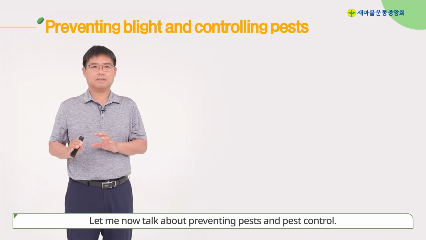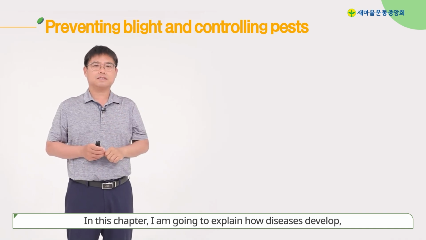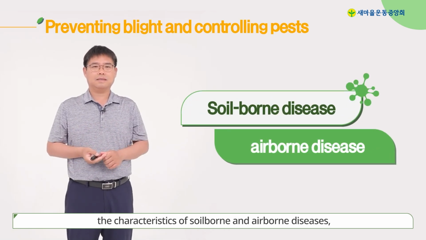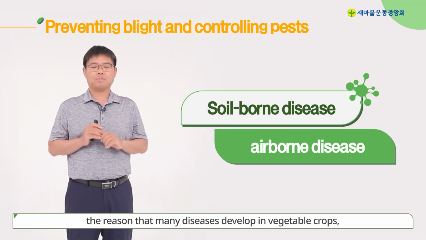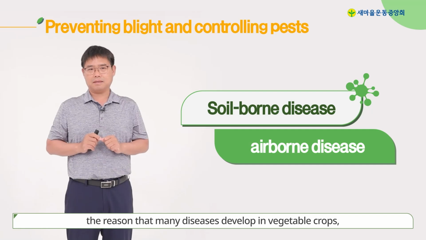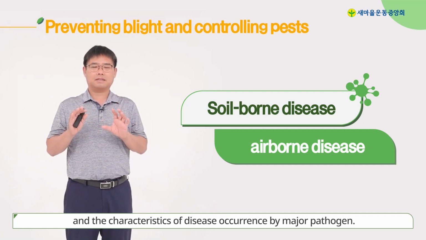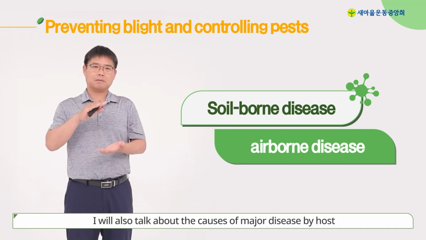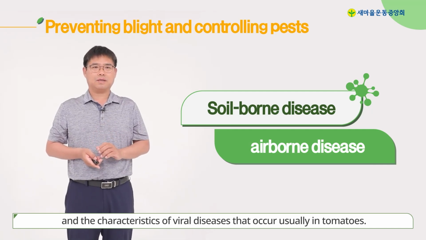Let me now talk about preventing pests and pest control. In this chapter, I'm going to explain how diseases develop, the characteristics of soil-borne and airborne diseases, the reason that many diseases develop in vegetable crops, and the characteristics of disease occurrence by major pathogen. I will also talk about the causes of major disease by host and the characteristics of viral diseases that occur usually in tomatoes.